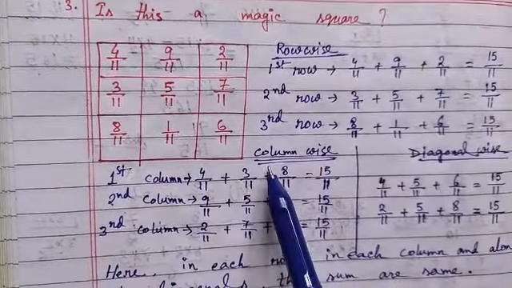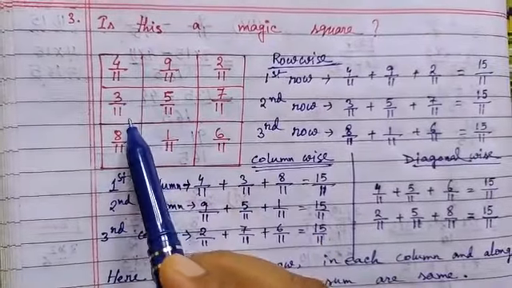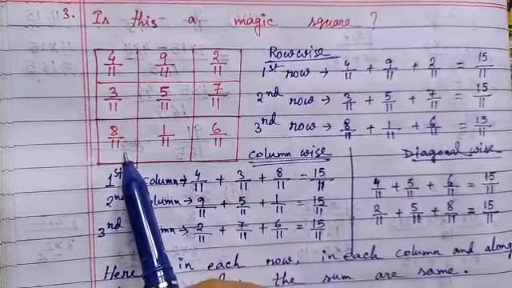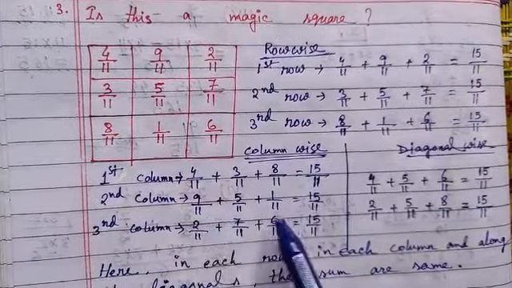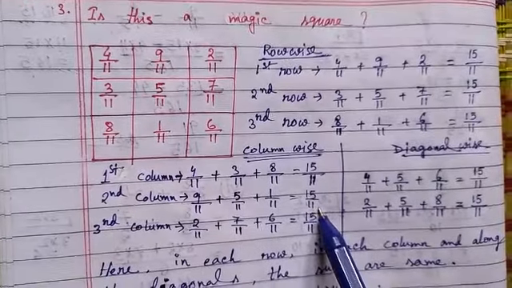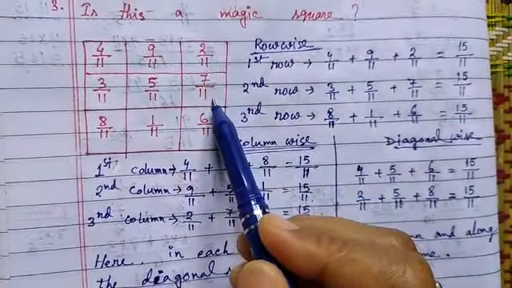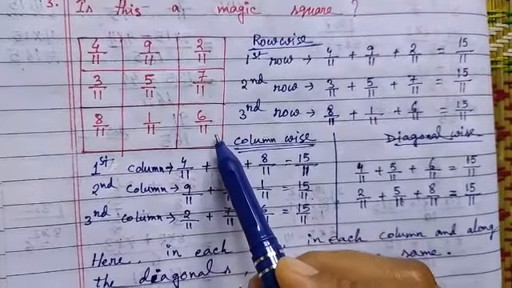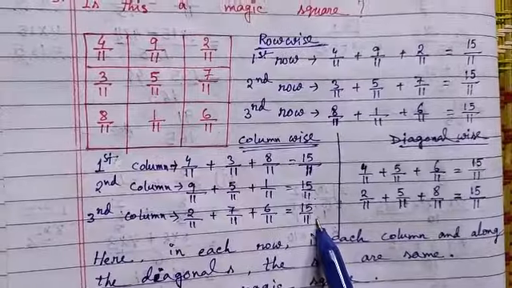Then column wise. First column, the sum is 4 by 11 plus 3 by 11 plus 8 by 11. Then the sum is 15 by 11. Second column, 9 by 11 plus 5 by 11 plus 1 by 11. Sum is 15 by 11. Third column, 2 by 11 plus 7 by 11 plus 6 by 11. Sum is 15 by 11.